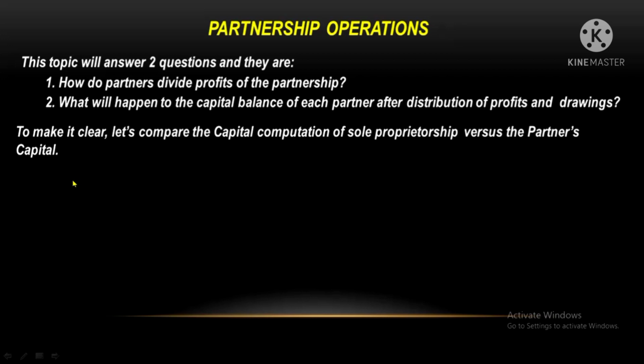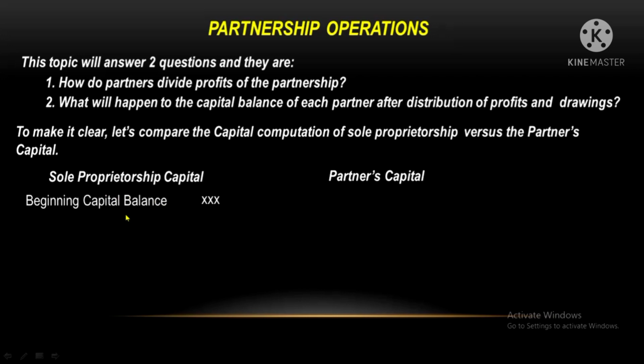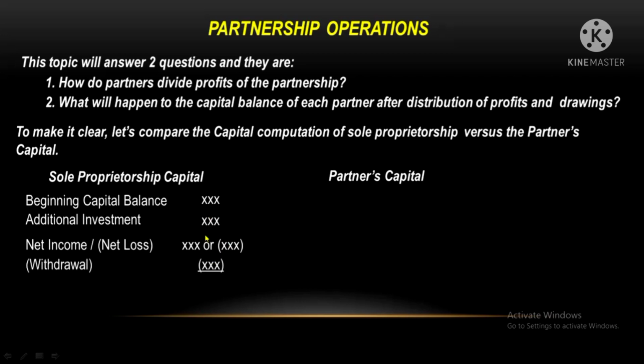So, to get the capital balance of a sole proprietor, you just need the beginning balance of the capital and then add the additional investment or contribution. Also, add the net income of the business. But if it is a net loss, then you should deduct it. You should also deduct the withdrawals. So if you do all this, then you will get the ending capital balance of the sole proprietor.